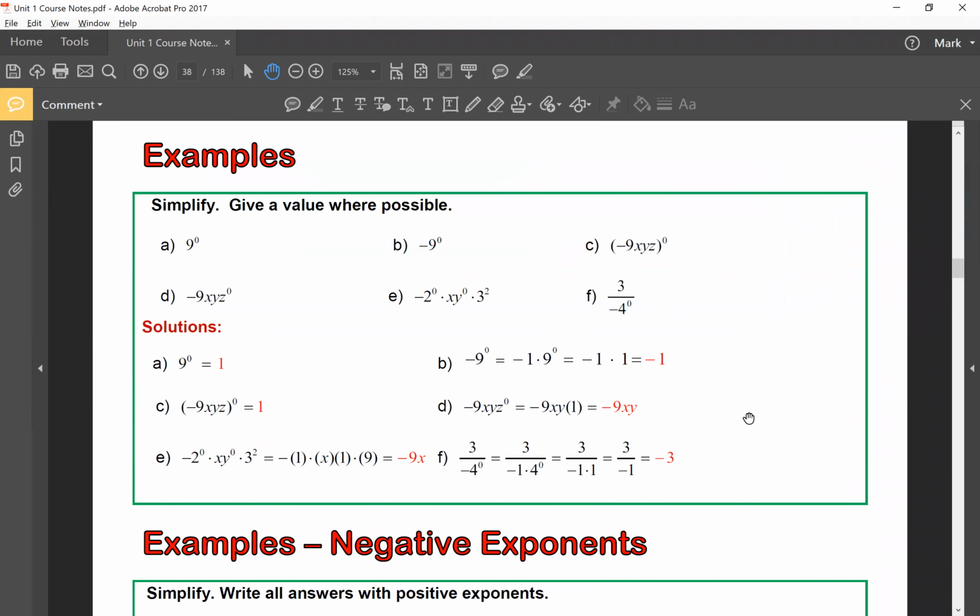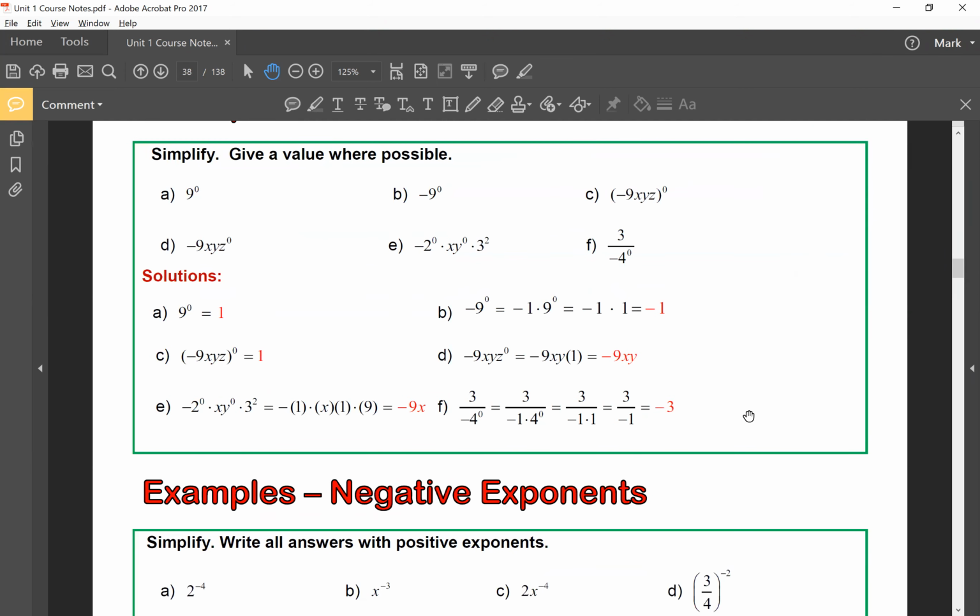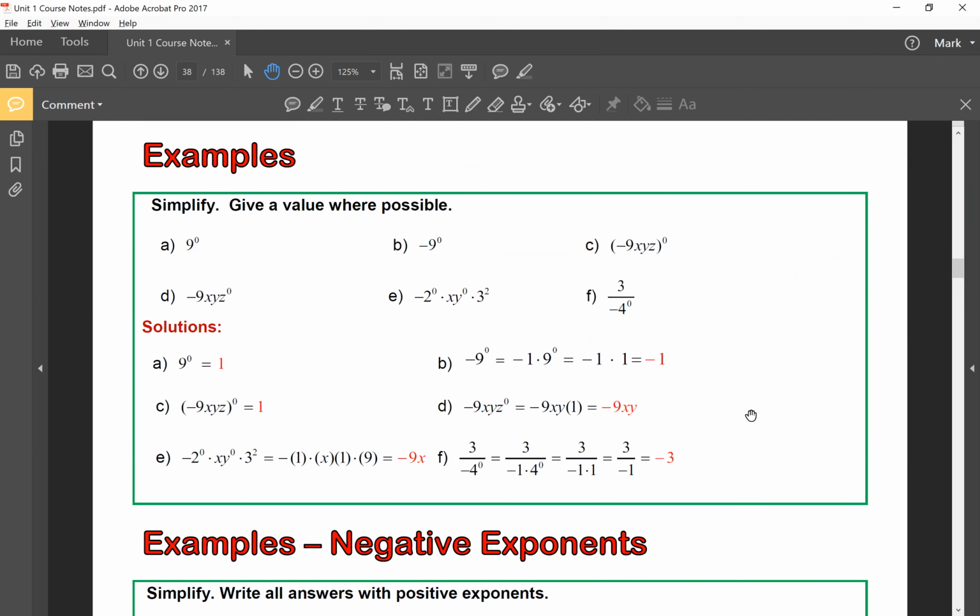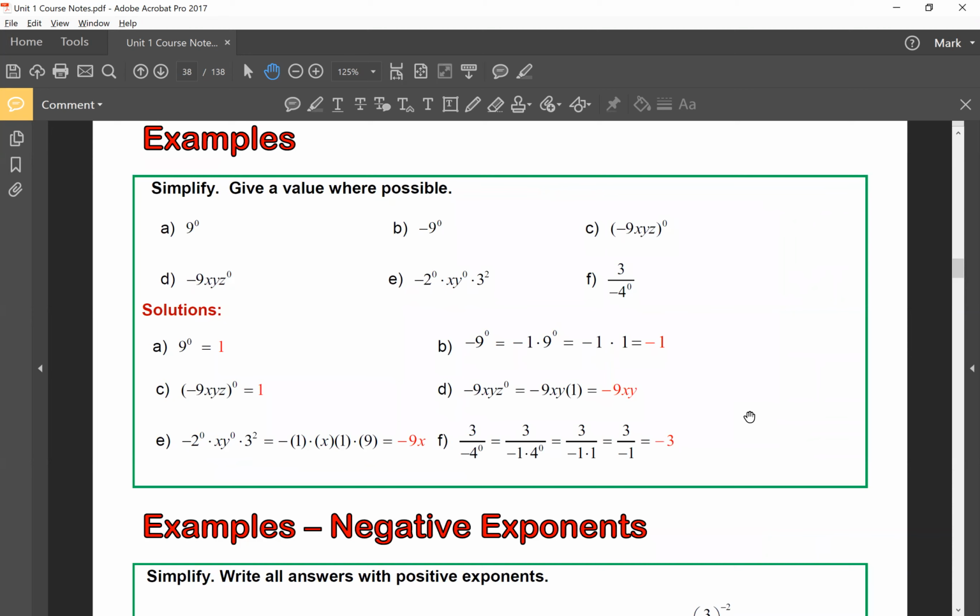Let's look at some examples. I'll ask you guys to practice, and then that's it for this section. The first set of examples are very straightforward. I'm going to go a little quick through these because remember, everything to the power of 0 is a 1.